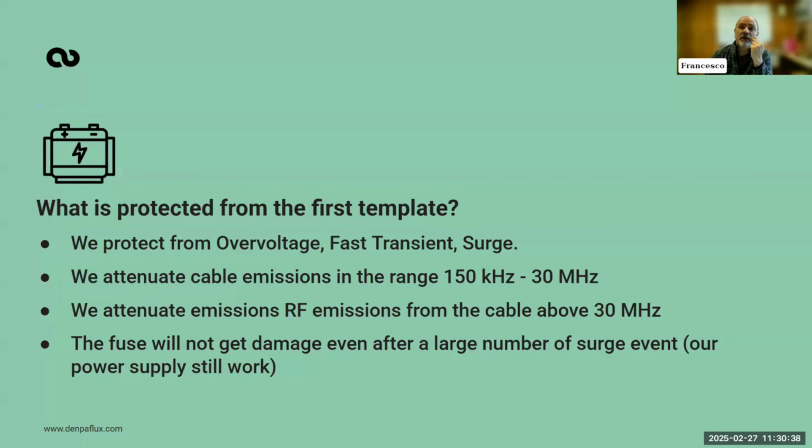So coming back here, we saw that we have some common mode choke and some capacitor that improve your emission between 150 kilohertz and 30 megahertz. We saw how the emission and the immunity has improved even above 30 megahertz. And we know that choosing the right fuse, the fuse will never get damaged as long as it's an anti-surge fuse.